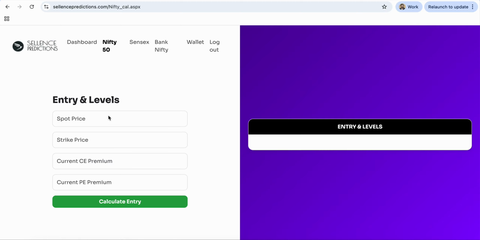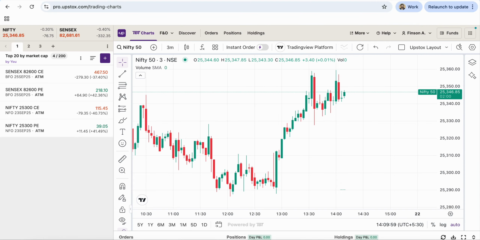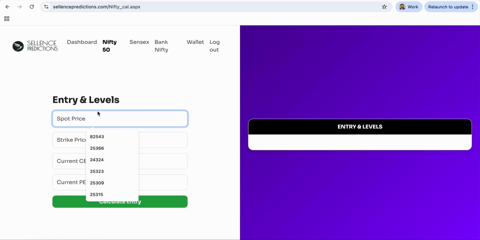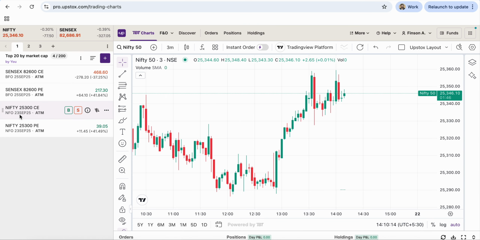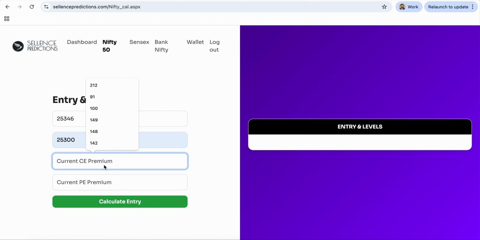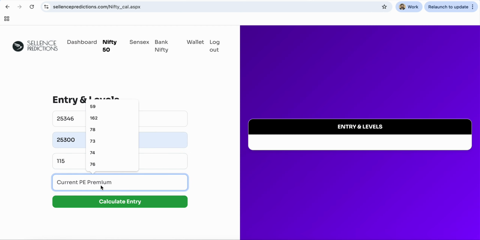How to enter a market or how to execute a trade. Just the spot price, we should choose. The Nifty spot price is 25,346. Then the strike price we select is 25,300. The premiums are 115 for call and 38 for put.